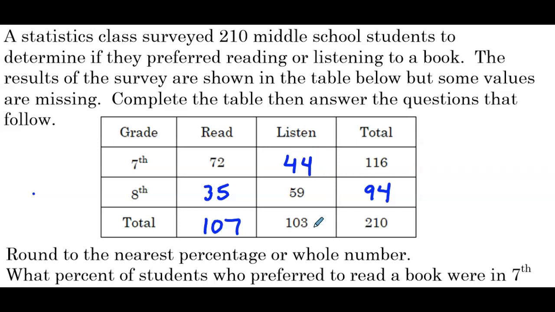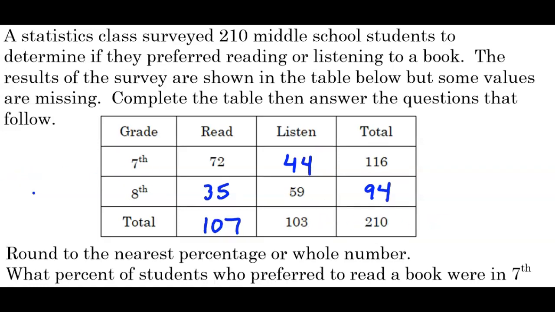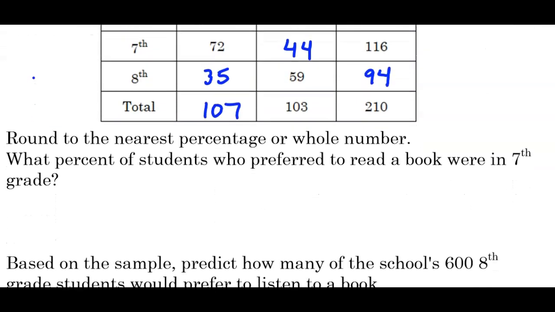Okay, so there we have the completed two-way frequency table. And now we can answer the follow-up questions. Round to the nearest percentage or whole number. What percent of students who prefer to read a book were in 7th grade?